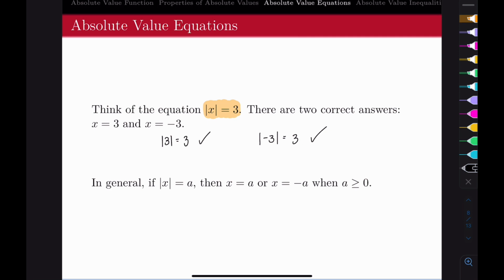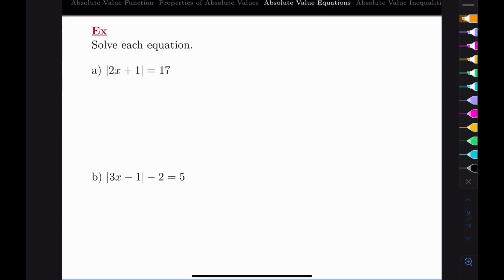Anytime you have the absolute value of something equals a constant, you want to split it down: drop the absolute values, and then drop the absolute values again and make one of them negative. But this only works when the absolute value of an expression is equal to 0, 1, 2, 3, 1/2, whatever it is. Remember, the absolute value can never equal something negative. Okay, so let's try a couple examples.